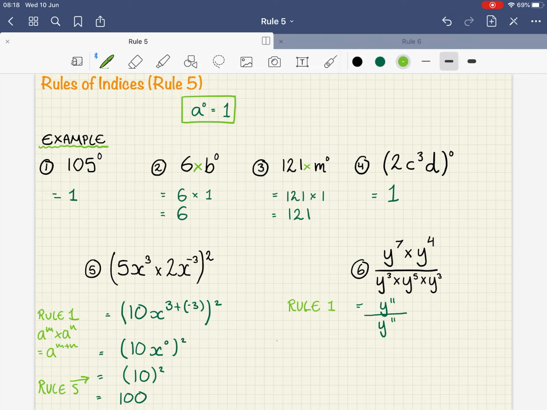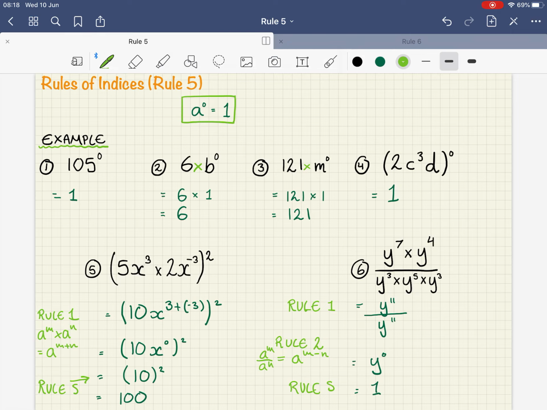Then that's as a fraction, so I'm going to use my rule 2, where if I have got a fraction or a division, I take away the powers. So I'm doing that 11, take away 11, which is just going to be 0, which will just be 1 using my rule 5.